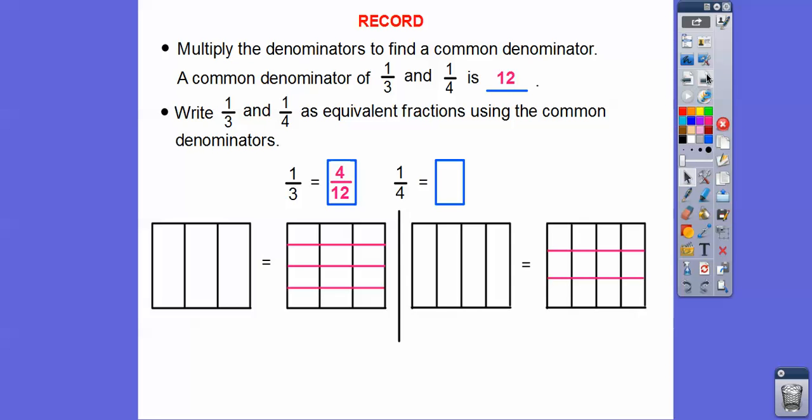Okay, and then 1/4, we took this 1/4 right here and we cut it into thirds. So this 1/4 piece had 3 pieces in it, and this 1/4 piece had 3 pieces and 3 pieces and 3 pieces out of the total 12. So 1/4 is the same as 3/12 right there.